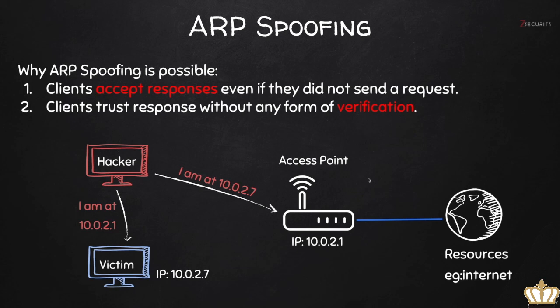Not only that, but they're also not going to verify who I am. So when I say that I am at 10.0.2.7, I am clearly not at that IP because this computer is at this IP. But the access point will trust this and it'll actually update its ARP table based on the information that I send. Same goes for the victim. I'm going to tell it that I am at 10.0.2.1. It's going to trust and believe this even though I am clearly not at this IP because the access point is at this IP. So these are the two main weaknesses with the ARP protocol that allow us to run ARP spoofing attacks.